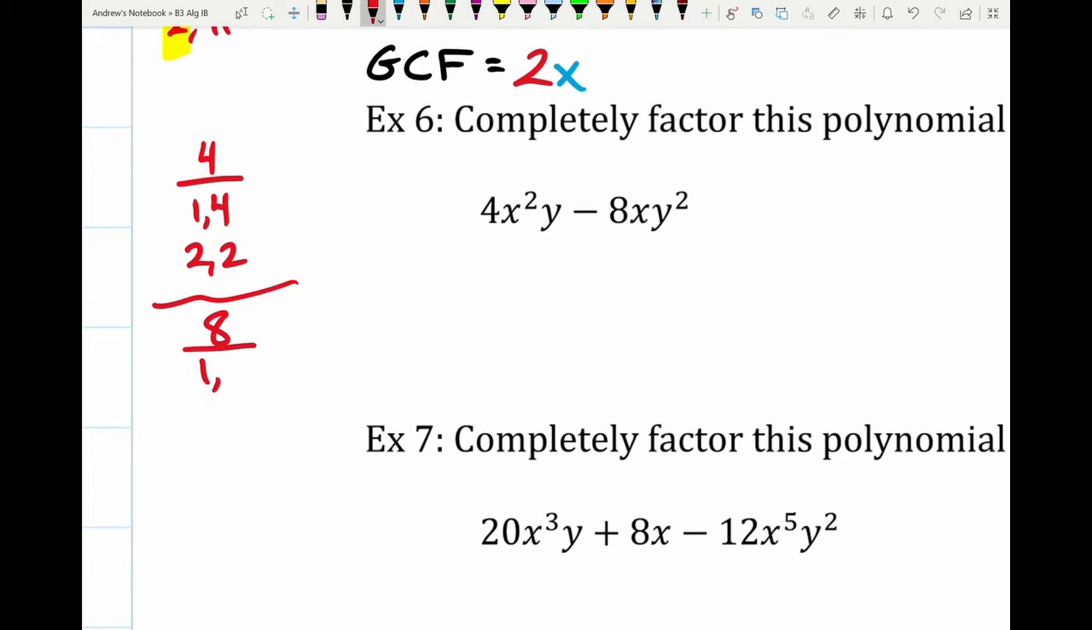Factors of 8 are 1 times 8 or 2 times 4. All right, so again, the biggest thing that they have in common is what we want to choose, which in this case is 4. So that part of my GCF for the numbers is 4.